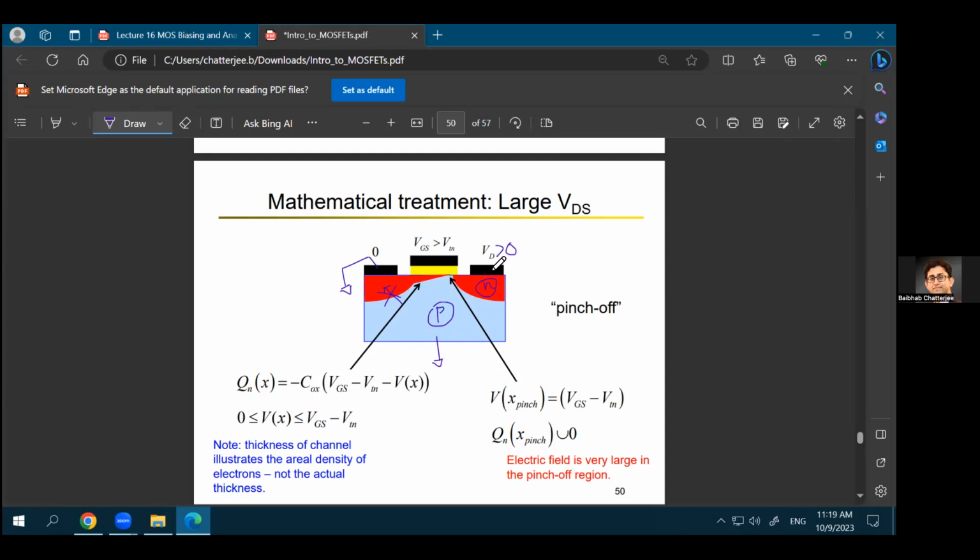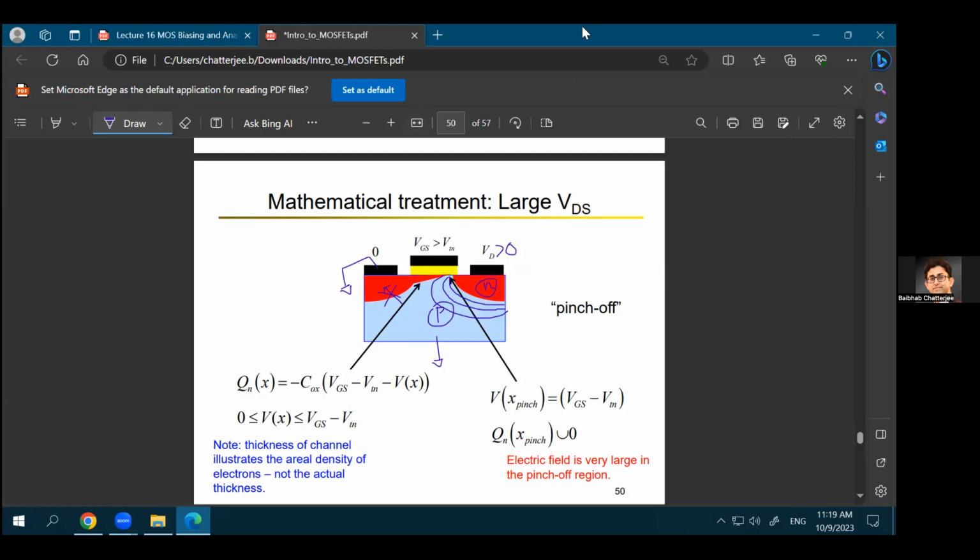What happens in a reverse bias PN junction is that as you apply more and more reverse bias voltage, the depletion region keeps on increasing. So initially, let's say the depletion region had this much width. After some time, as you apply more and more drain voltage, the depletion region will be larger. The depletion region will keep on increasing as you apply more and more drain voltage.